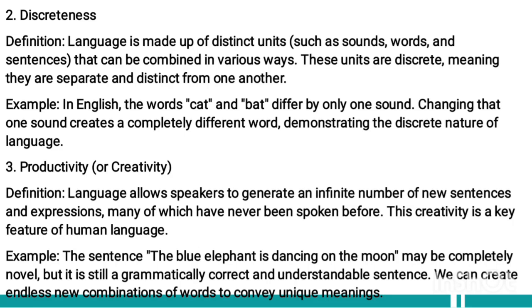For example, consider the words cat and bat. These words differ by just one sound, but changing that one sound creates a completely different word with a different meaning. This shows how small, discrete units of language can be rearranged to form new words or sentences.